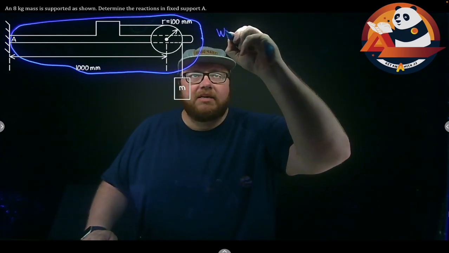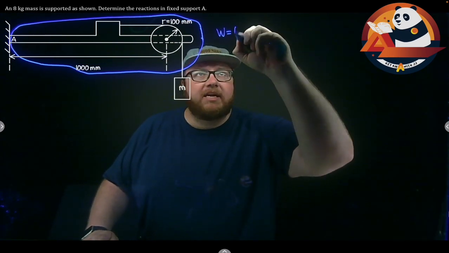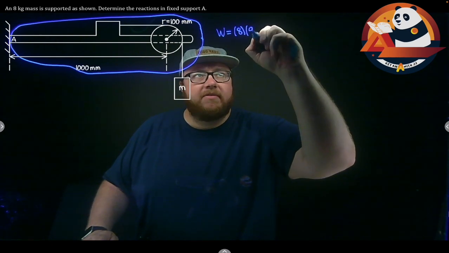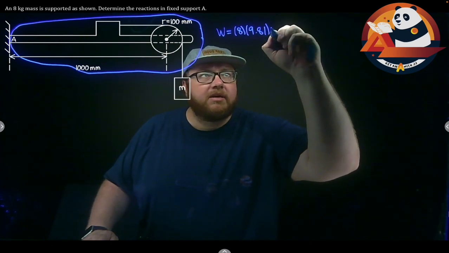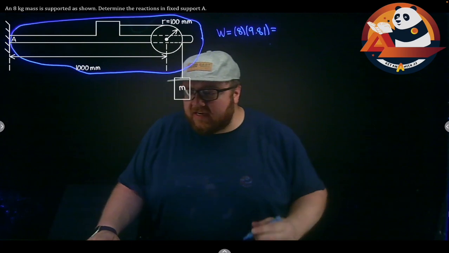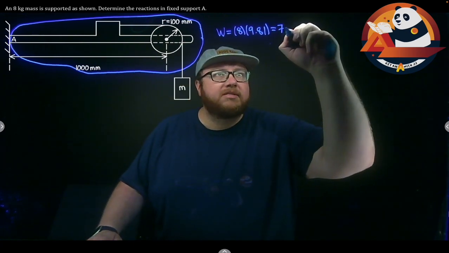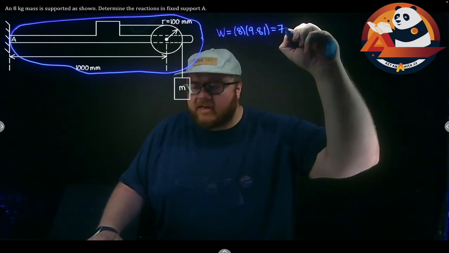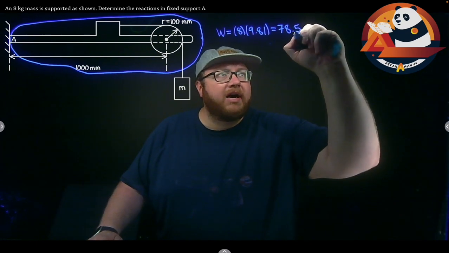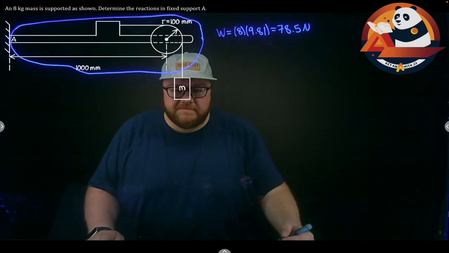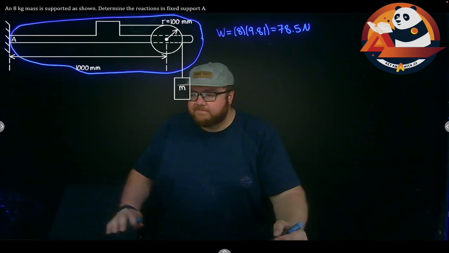My weight should be my mass, 8 kilograms, times gravity, 9.81. This is going to be 78.5 newtons. So that'll be the weight that I use for everything.